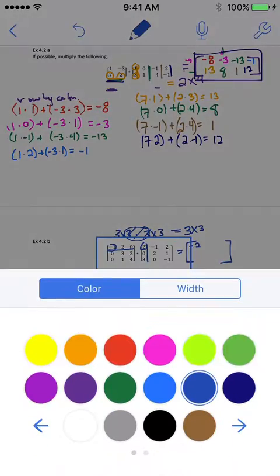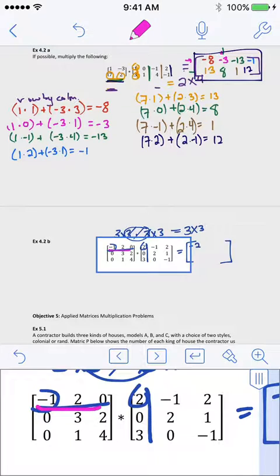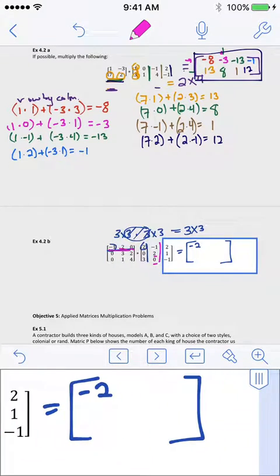Alright, now I'll go ahead and do the first row by second column. 1 plus 4 plus 0, right? So -1 times -1 is 1. 2 times 2 is 4. 0 times 0 is 0. So I'll add those together. I end up with a 5.